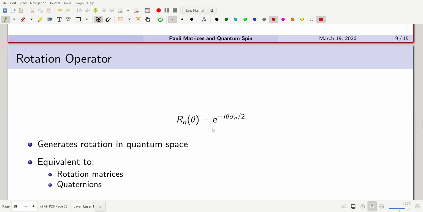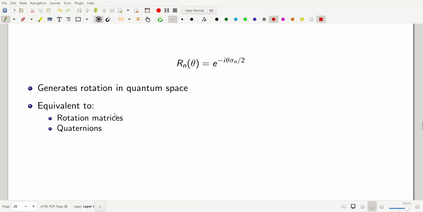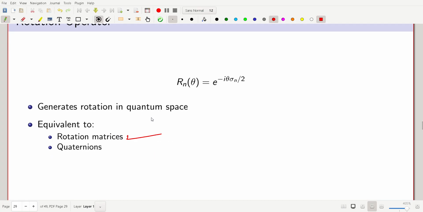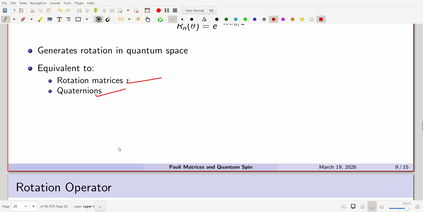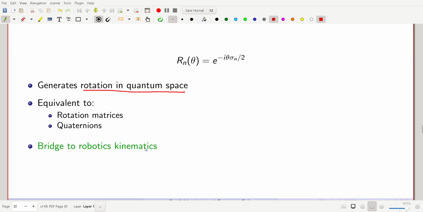And here we are discussing and understanding the properties of the Pauli matrix. So R_n equals e to the power minus i theta sigma_n by 2 generates rotation in quantum space, equivalent to the rotation matrix. This is called the rotation matrix and quaternions. We'll discuss what quaternions actually are. This is helpful in bridging to robotics kinematics.